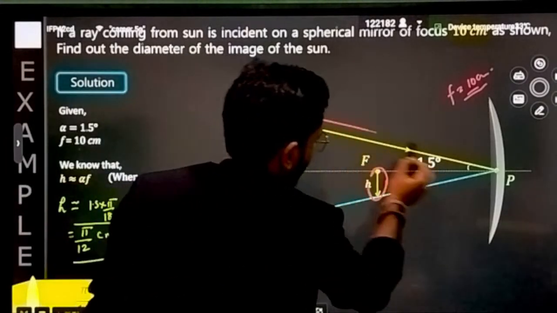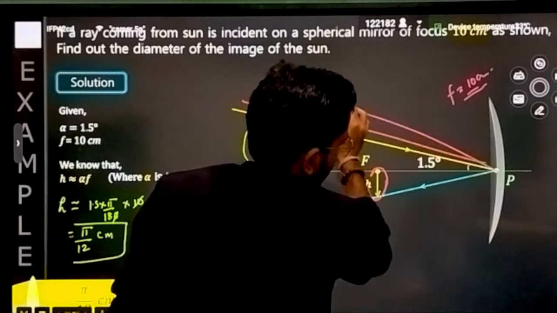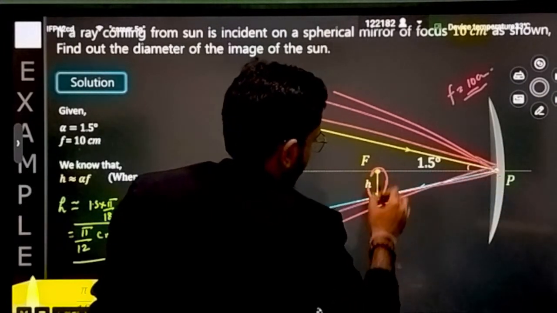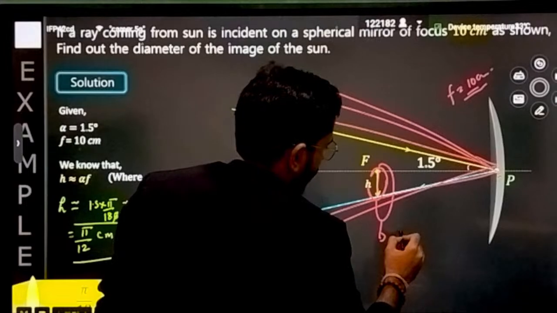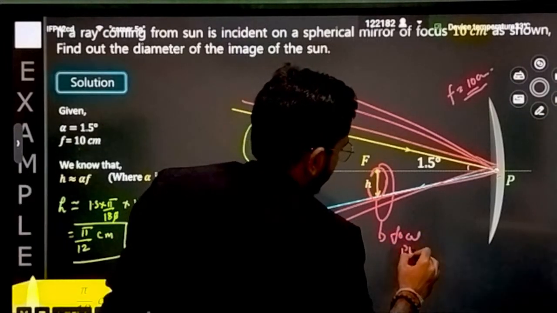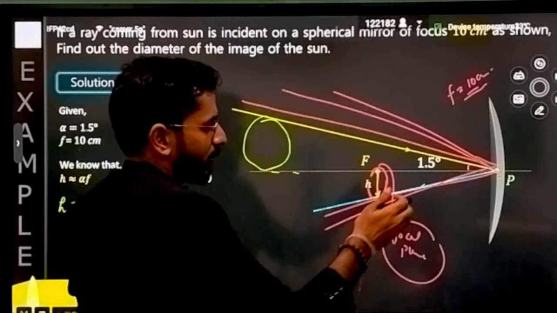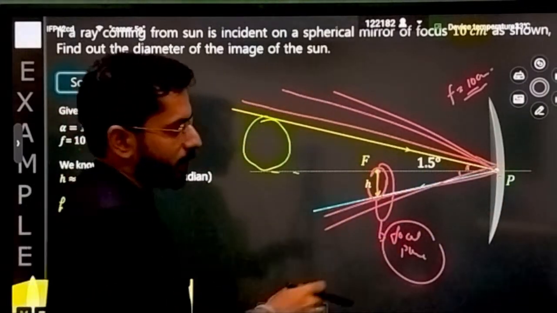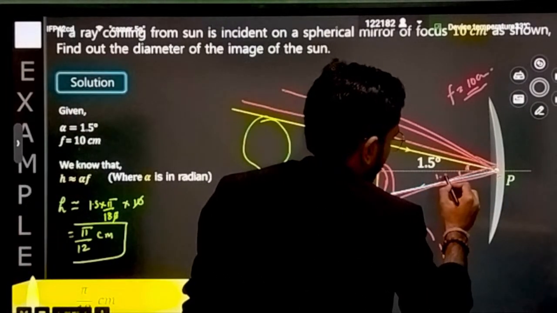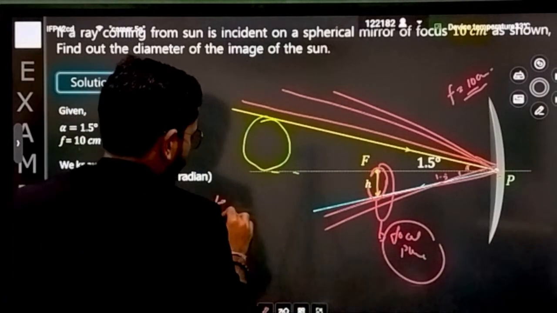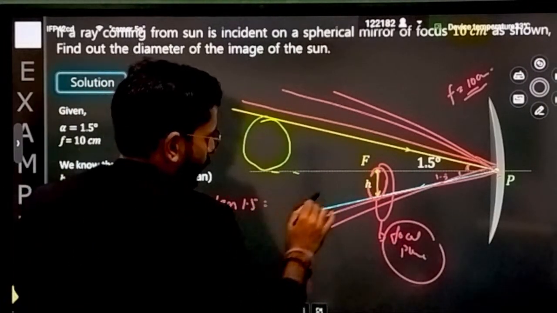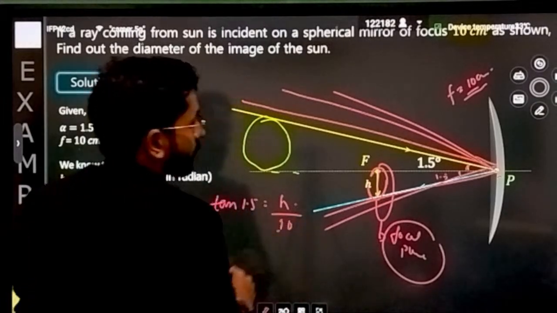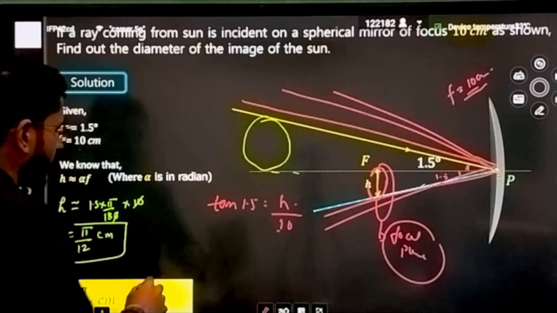Here a lot of rays will be coming from the sun, and they are all converging here. This plane I have told you already is called the focal plane. Actually, it is a property of the pole: whatever angle it is incident at, it is going to reflect back at the same angle. That means if this angle is 1.5, this angle is also 1.5. Now define tan of 1.5: perpendicular, that is h, divided by the focal length f, and f is equal to 10.